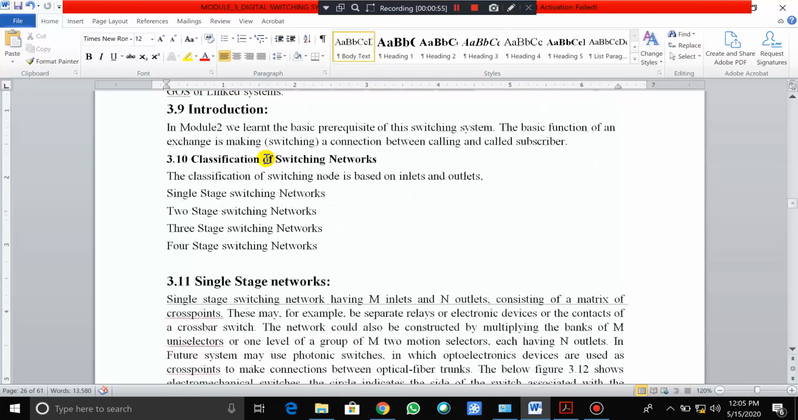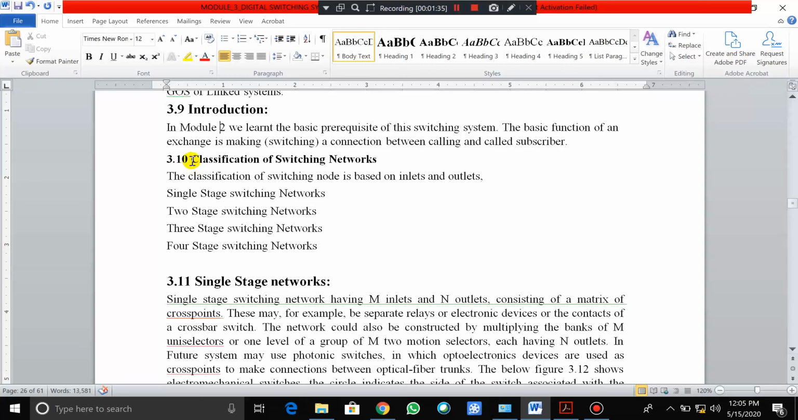Switching system. As I told in module number 2, we learned the basic prerequisites of this switching system. The basic function of the exchange is to switch a connection between the called and calling subscriber. That means we need to establish a connection between called and calling subscriber by using a switch. There may be n number of customers in the network. If customer A wants to connect with customer Z, we need to use a switch in between the customers or subscribers in order to connect a call.